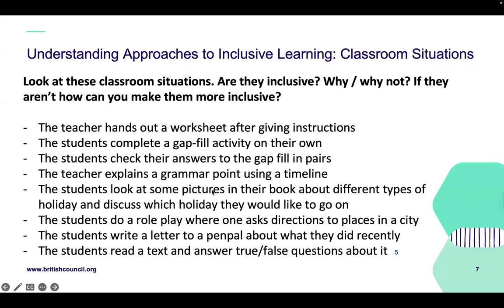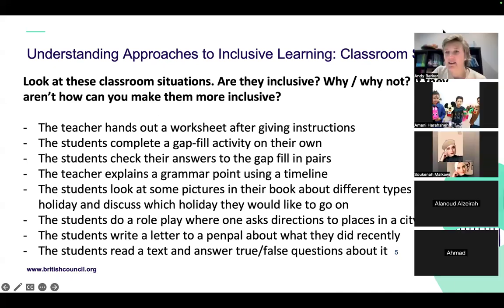Do you think this is inclusive, the teacher explaining a grammar point using a timeline? What do you think about that? Visual aids. Yes, it's considered a visual aid for the student. Visual aids tend to be very inclusive because you're not giving them a text to read. They can see it. And maybe it's just easier for them. Visual tends to work, doesn't it? For everybody.